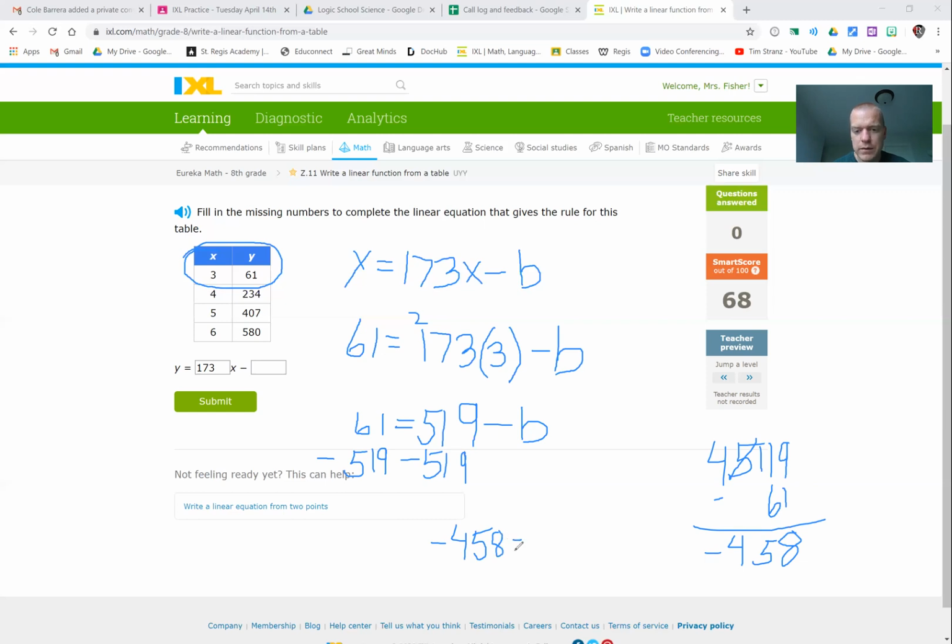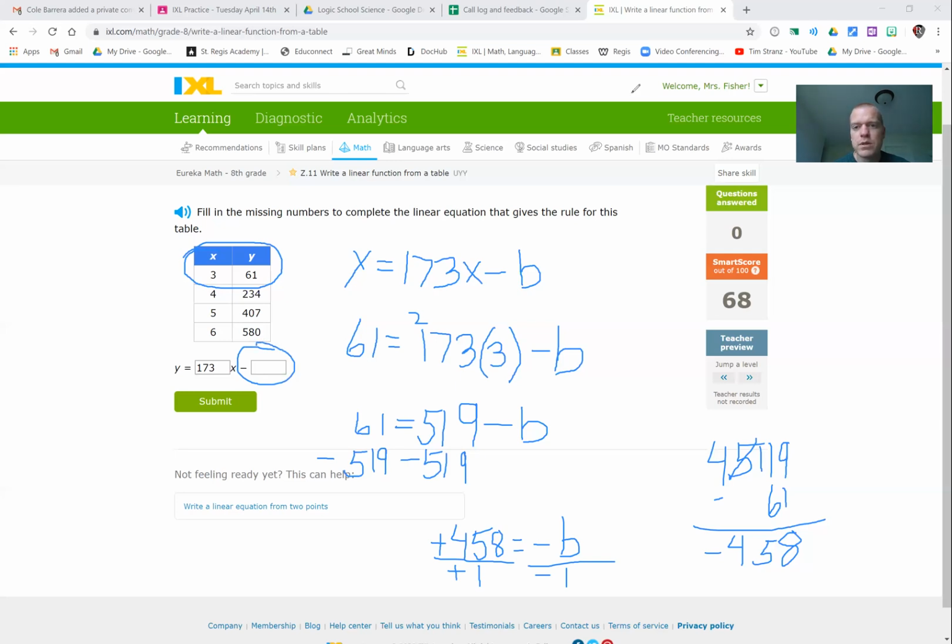equals negative b, because there's still a negative sign here. So negative b. Now we got to get that to a regular b, not a negative. So in order to do that, we need to divide by negative 1. You got to divide on this side by negative 1. So when we do that, negative 458 divided by negative 1 turns it into a positive 458. And negative b divided by negative 1 turns into a positive b. So a positive b now equals a positive 458. And that is going to be this number right here.